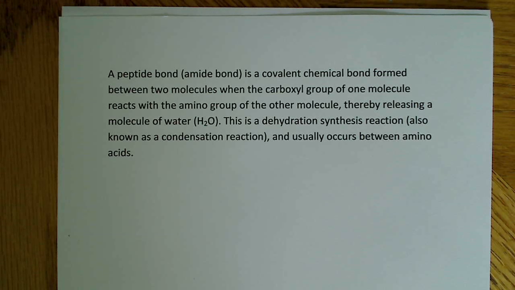Okay, in this video I just want to discuss the peptide bond a little bit before we start drawing tripeptides, tetrapeptides, etc. So, a peptide bond is also known as an amide bond. It is a covalent chemical bond formed between two molecules when the carboxyl group of one molecule reacts with the amino group of another molecule, thereby releasing water. This is a hydration synthesis, also known as a condensation reaction, and usually occurs between amino acids. This is just a basic definition I took from Wikipedia.